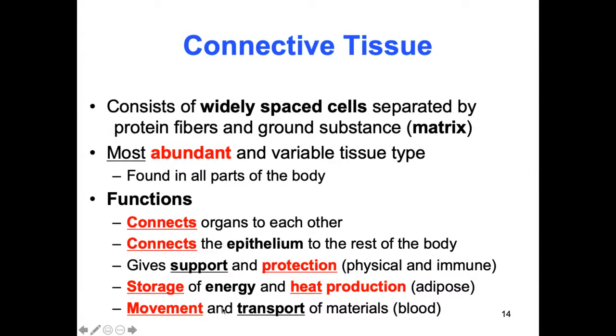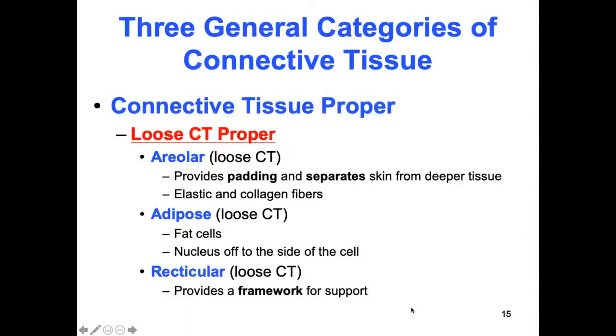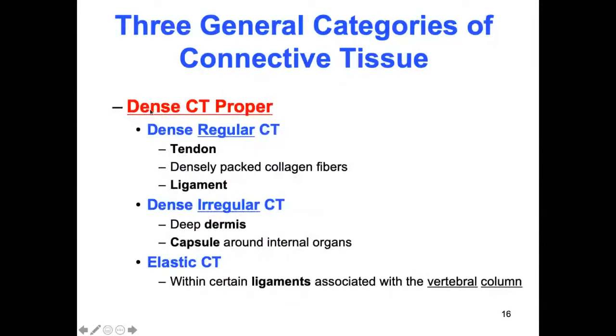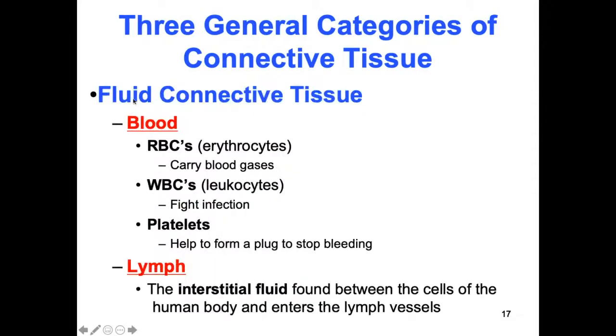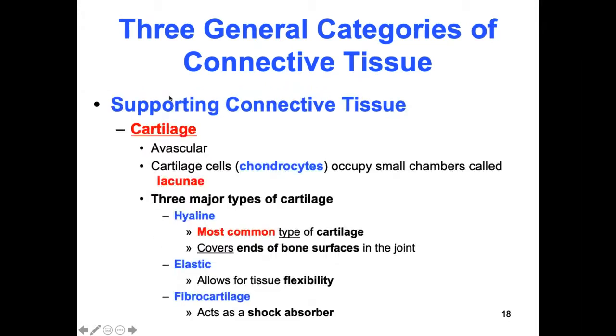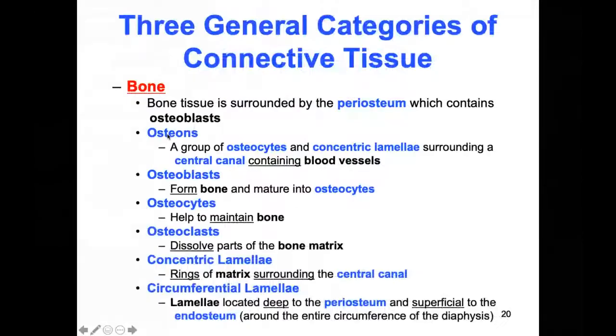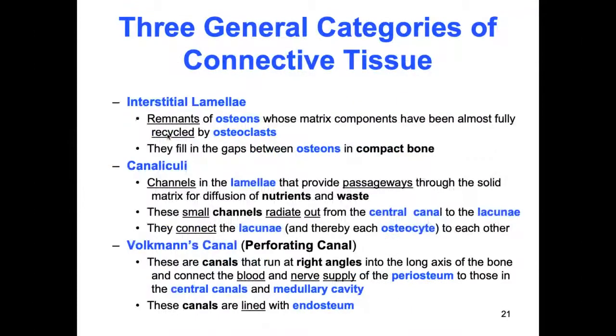Connective tissue is also used for movement and transport because of blood. Blood, as I said, is liquid connective tissue. Now let's look at some of the categories here. I'm gonna zoom ahead and then I'm gonna come back, but just want you to see under connective tissue we have loose connective tissue, right? CT is connective tissue. So we have loose connective tissue proper. We have dense connective tissue proper. We have fluid connective tissue, blood and lymph. We have supporting connective tissue, like cartilage and bone.